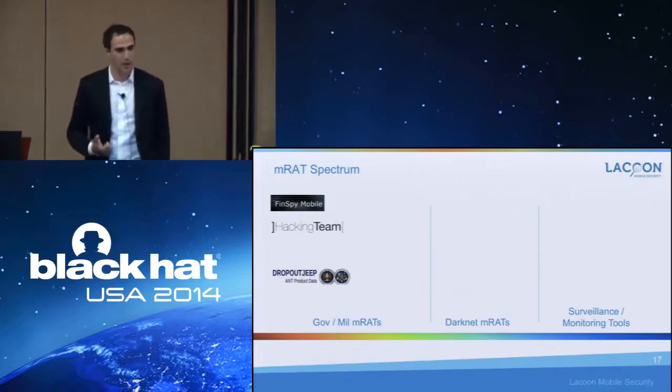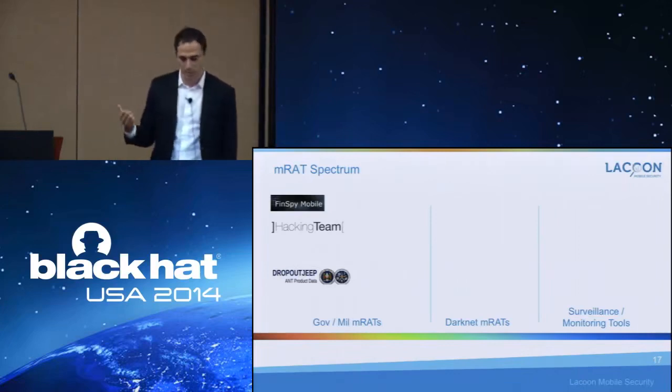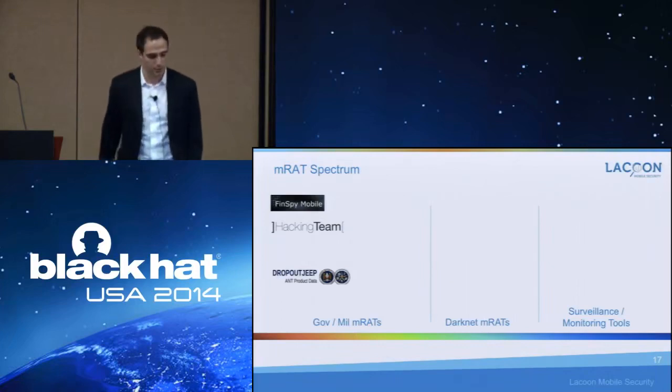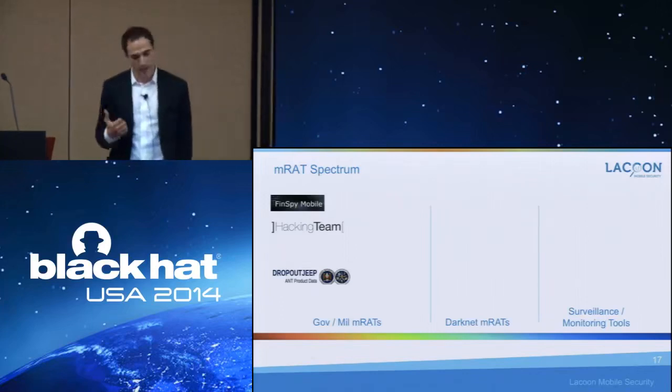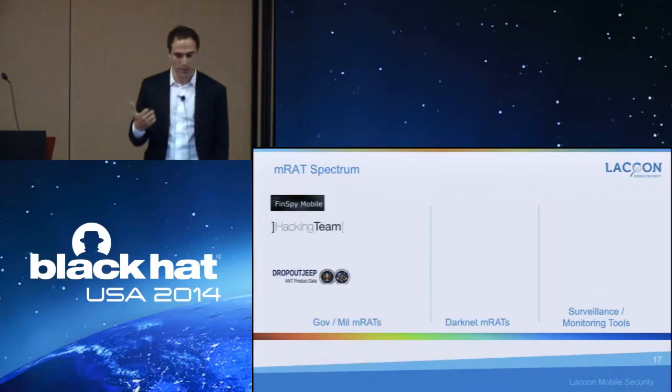In the recent Snowden leak, there was a reference to DROPOUTJEEP, basically an NSA implant for iOS devices, for iPhones. But the NSA is not the only entity able to infect mobile devices. You have a couple of commercial vendors who sell to governments. Hacking Team and FinSpy were recently in the news. Citizen Lab did a very aggressive analysis of Hacking Team.